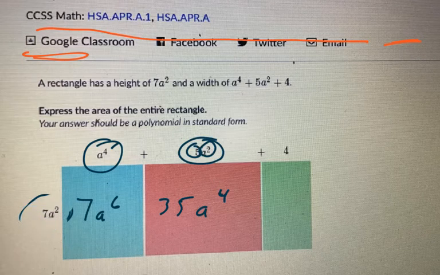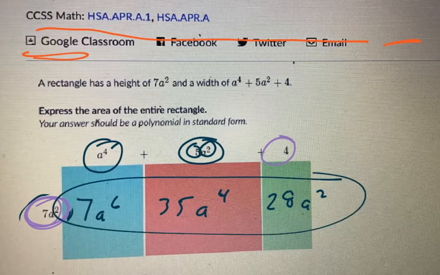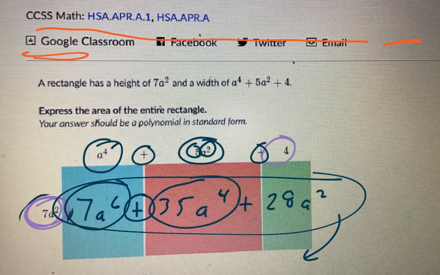Let me clean this up a little bit. Finally, we're going to do the 7a squared times 4, which is 28, because 7 times 4 is 28. a squared. That right there is your answer, guys. Both of these are positive. Everything was positive values. So our answer, which you're going to type in the square below, is 7a to the 6 plus 35a to the 4 plus 28a squared.